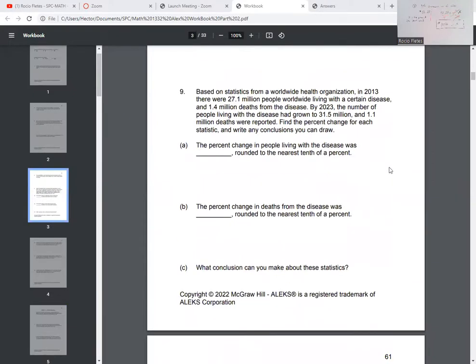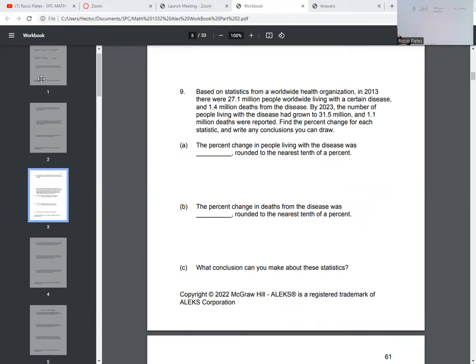And 9 reads, based on statistics from a worldwide organization, in 2013, there were 27.1 million people worldwide living with a certain disease. So in the year 2013, 27.1 million people had the disease, and 1.4 million people died from the disease.